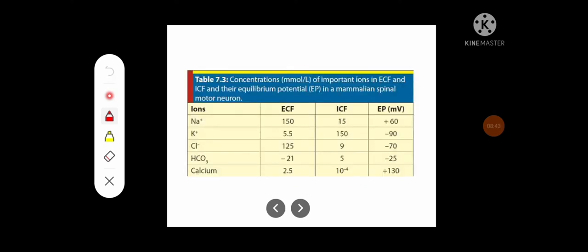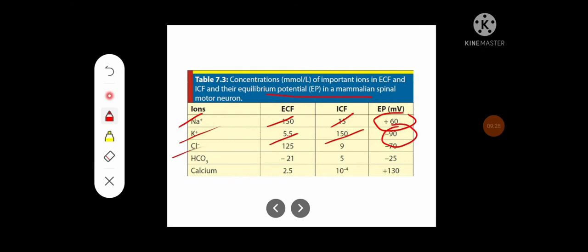Okay. So, thus the concentration of ions in ECF and equilibrium potential for different ions is like this. For sodium, the ECF concentration is 150, the ICF concentration is 15, and the equilibrium potential is plus 60 millivolts. Whereas for potassium, the ECF concentration is 5.5 millimoles per liter, and ICF concentration is 150, and the equilibrium potential is minus 90 millivolts.